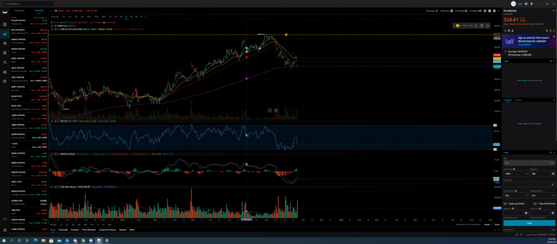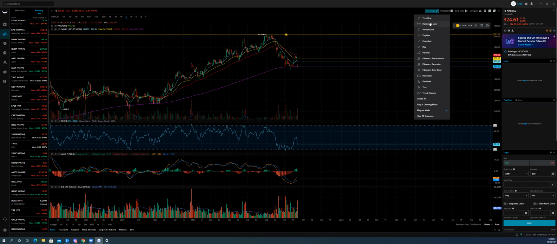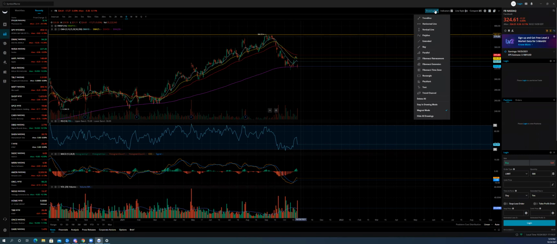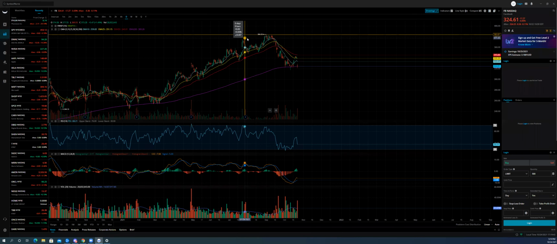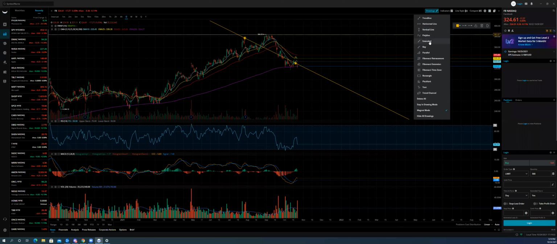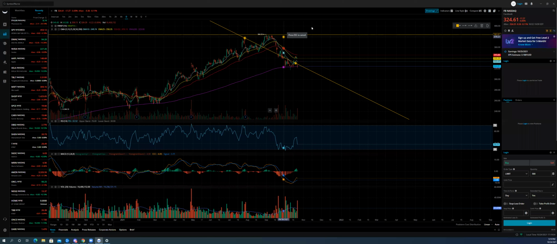Then over here, you're going to draw your downtrend line right here. The horizontal line, right here. Oops, wrong line. So right there, and then right here as well. Right there.